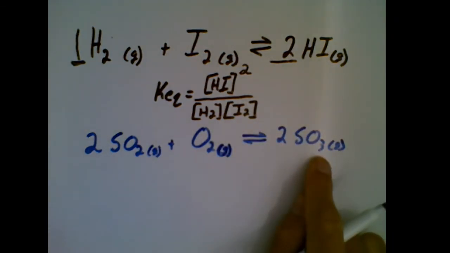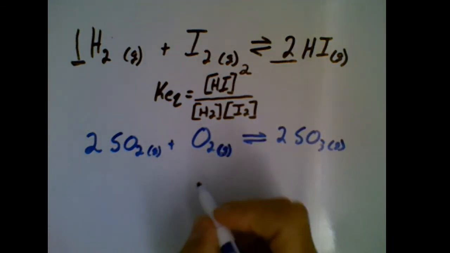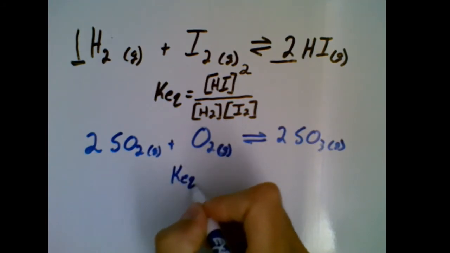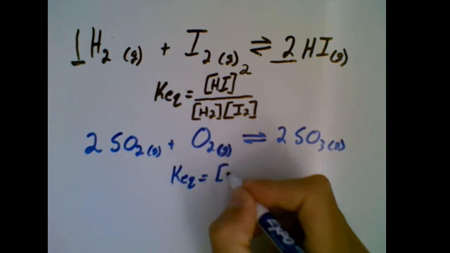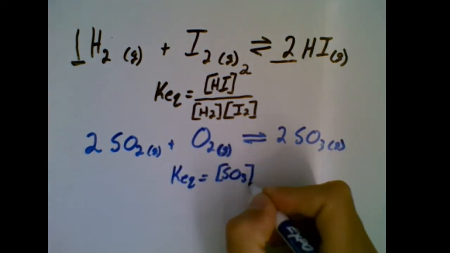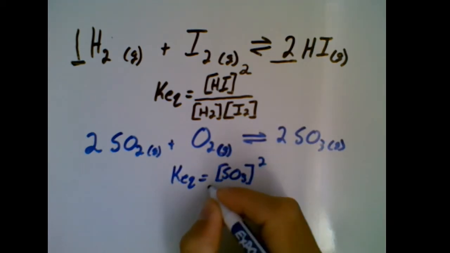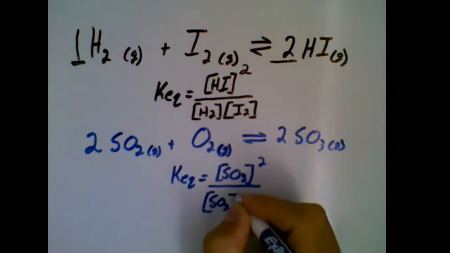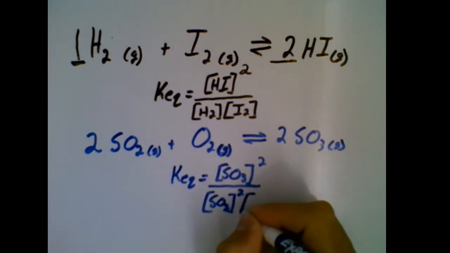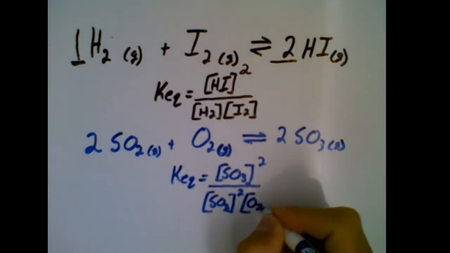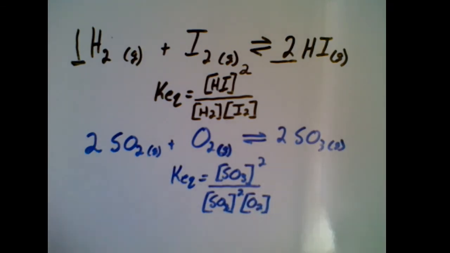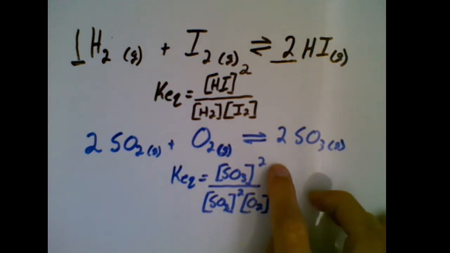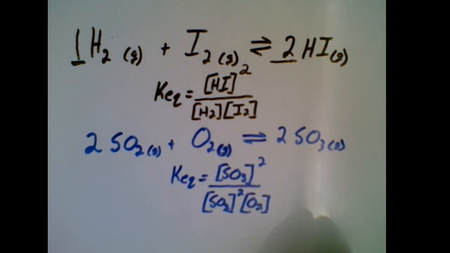For this reaction right here, my KEQ would be the concentration of SO3 raised to the power of 2 divided by the concentration of SO2 raised to the power of 2 multiplied by the concentration of O2. So you can see really all we're doing is setting up the products divided by the reactants and raising to the power of their coefficients.